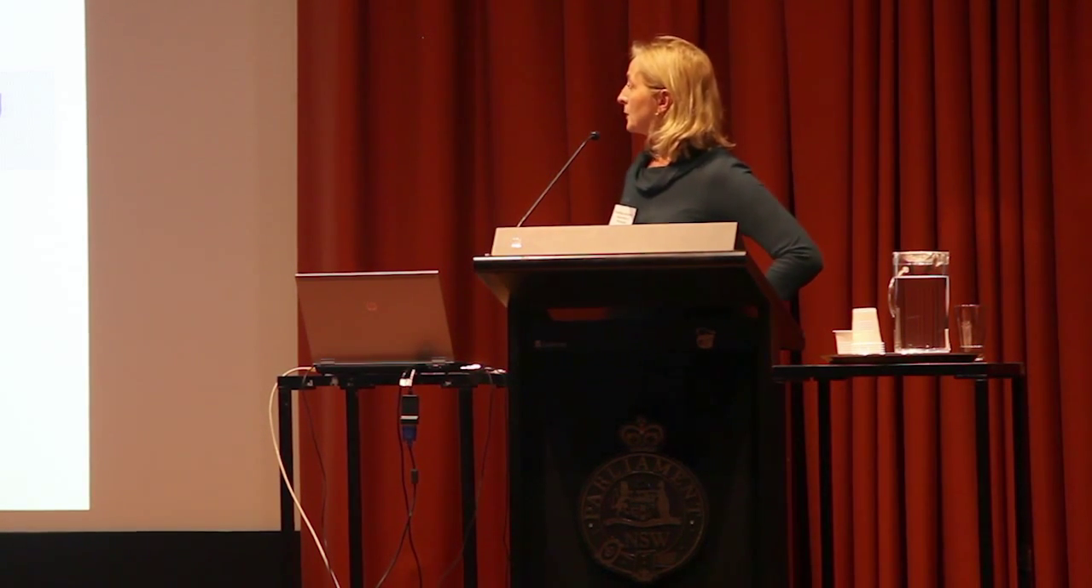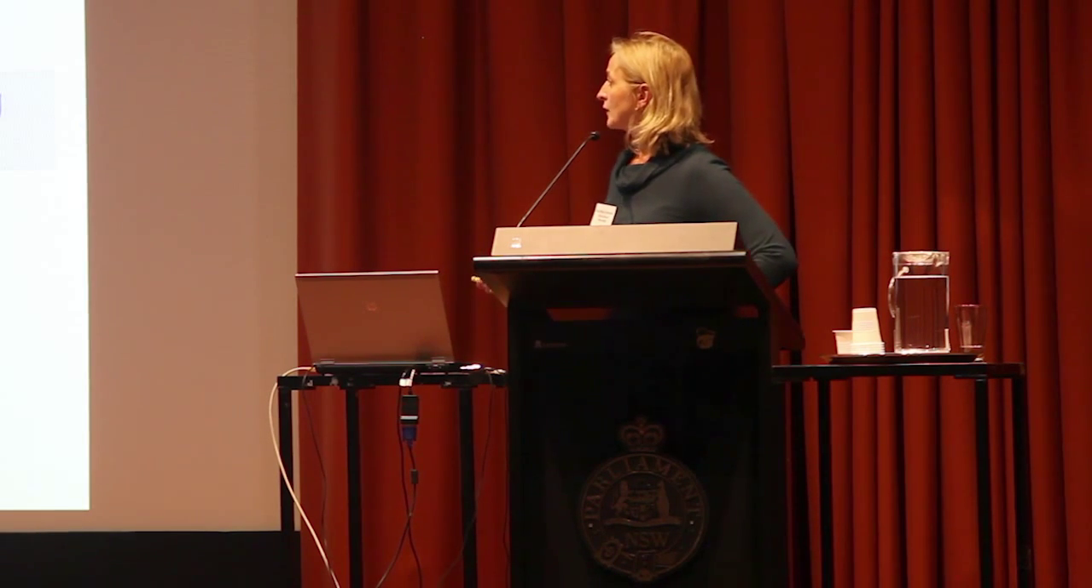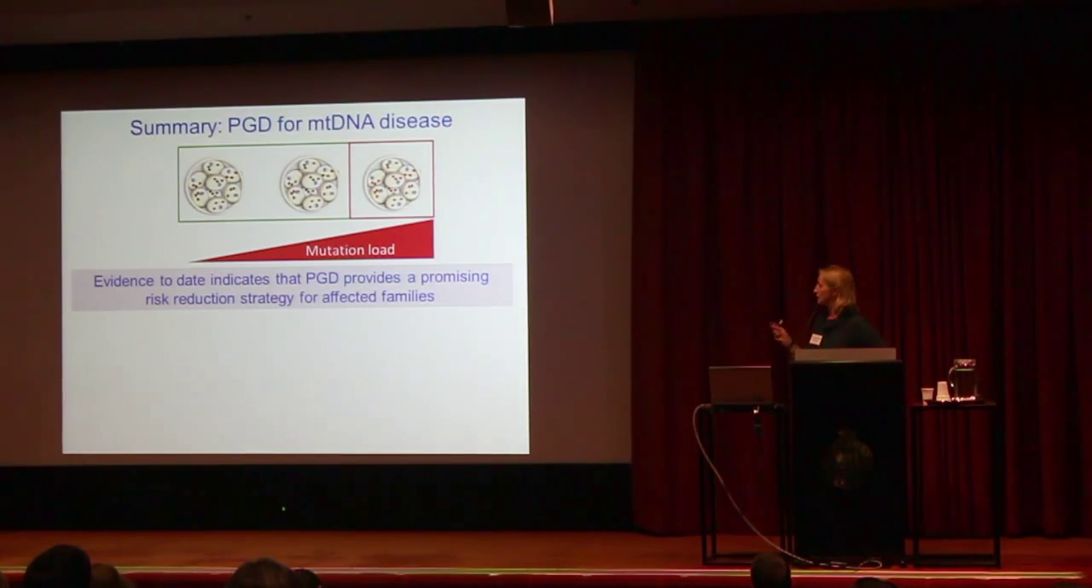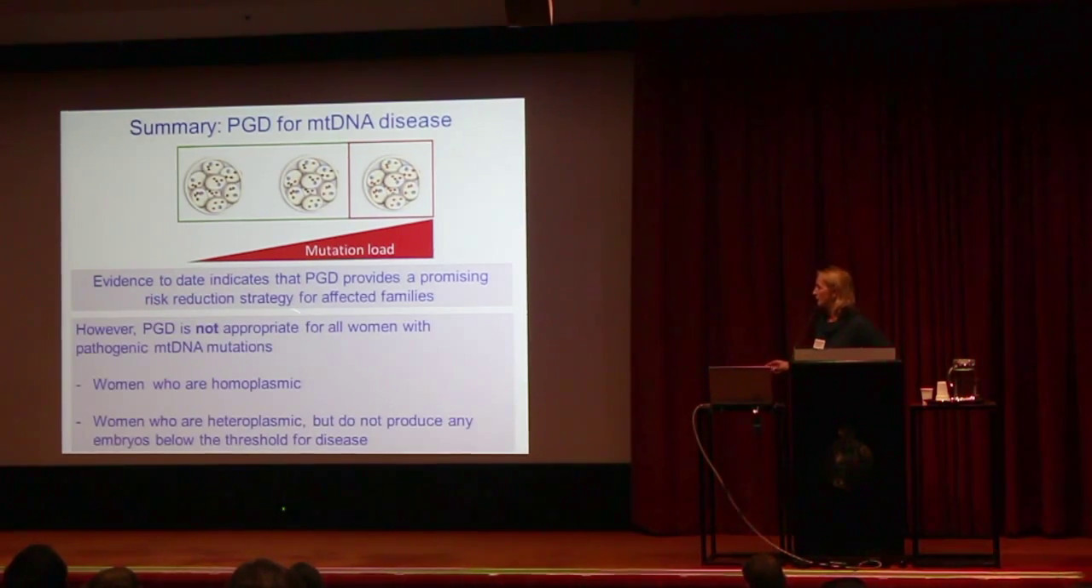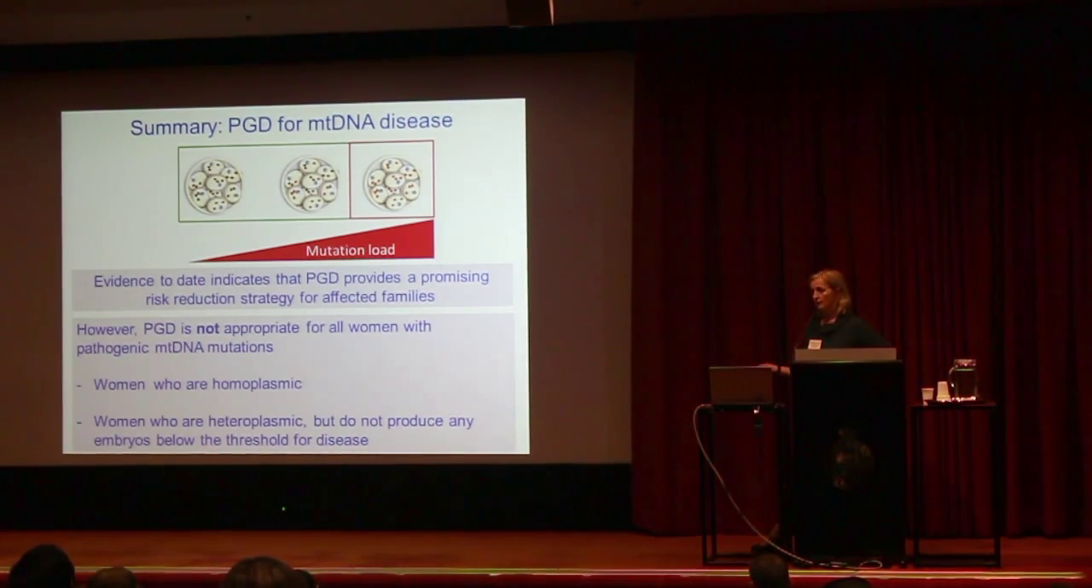So to summarize, in PGD for mitochondrial disease, the evidence to date indicates that PGD provides a promising risk reduction strategy for affected families. However, and this is a really important point, it's not appropriate for all women with mutations. It's obviously not appropriate for women who are homoplasmic for a pathogenic mutation, because all of their eggs would be affected. They would produce no normal embryos.